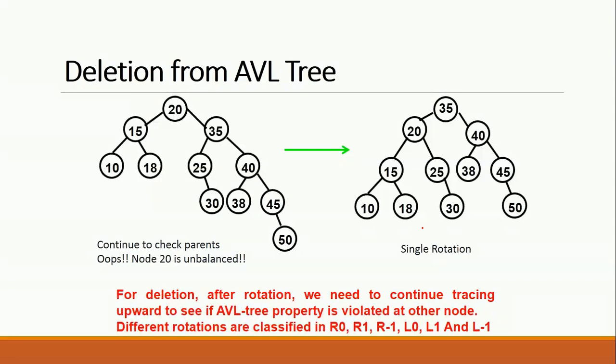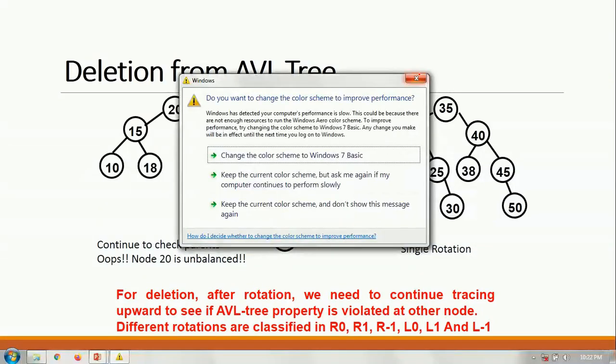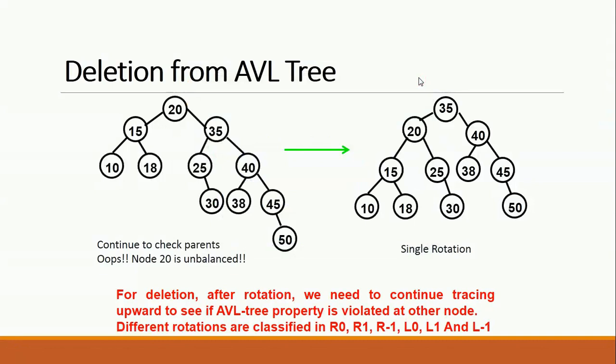Now, for deletion, after the rotation, we need to continue tracing upward to see if AVL tree properties are violated at other nodes. Means from the deletion point, we'll keep looking in the upward direction to see if an AVL tree property is violated at another node. Different rotations are classified as R0, R1 and R-1, L0, L1 and L-1. Once you have deleted, we will continue to check up here. You can see, oops, the node 20 is unbalanced now. You have applied a rotation, but still node 20 is unbalanced. Then again you have to apply a rotation. So that is the case.